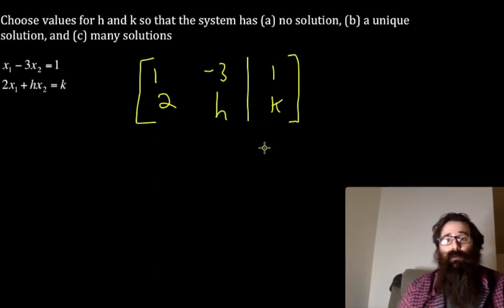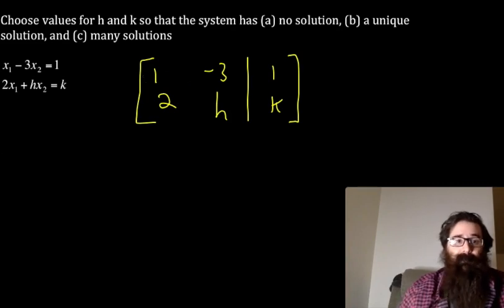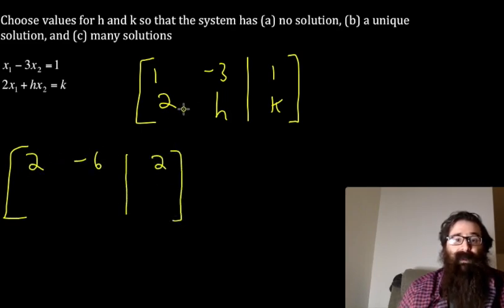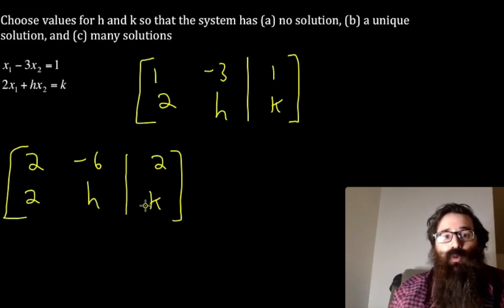And I want to go through and work with this. So what I'm going to do to try to help out is I'm actually going to scale row 1 up. I'm going to do 2 times row 1. And that's going to give me 2, negative 6 augmented with 2. And then I have row 2 as 2, h augmented with k. Now I can do some row reduction here.